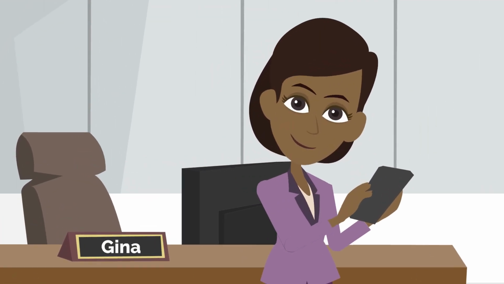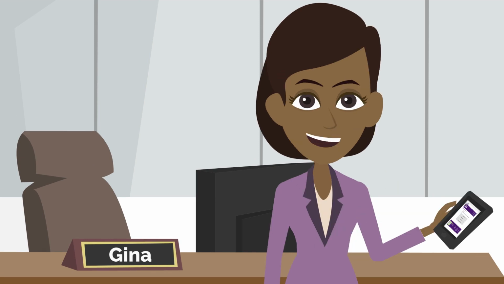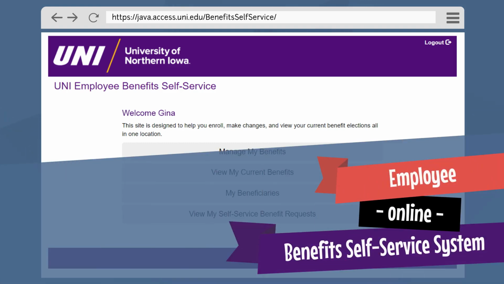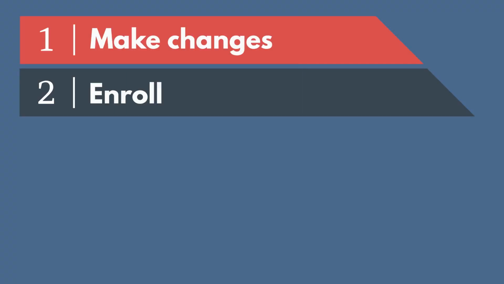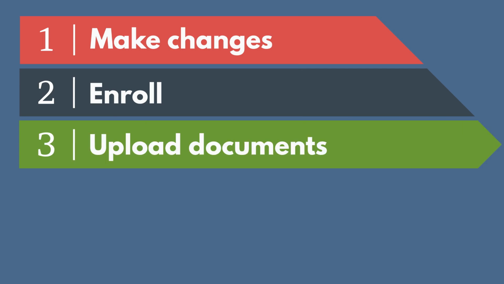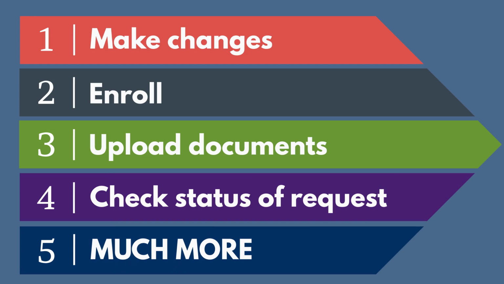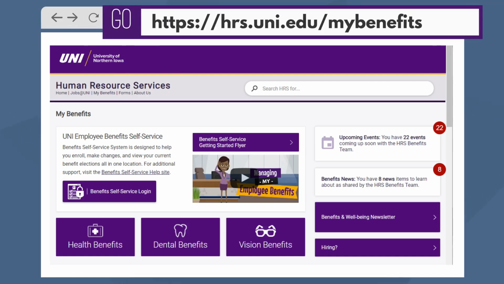Ready to make a change? Notifying Human Resource Services is quick and easy with UNI's online benefits self-service system. This is a comprehensive system, making managing your benefits easier than ever. This system will allow you to make changes to your benefits, enroll, upload important documents, check the status of your request, and much more. Start by visiting UNI's My Benefits website.